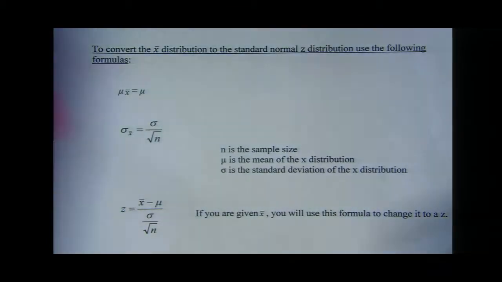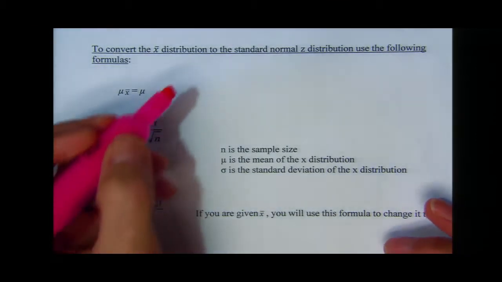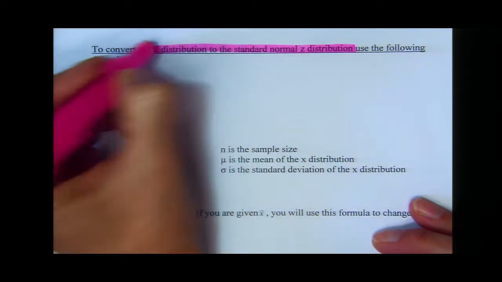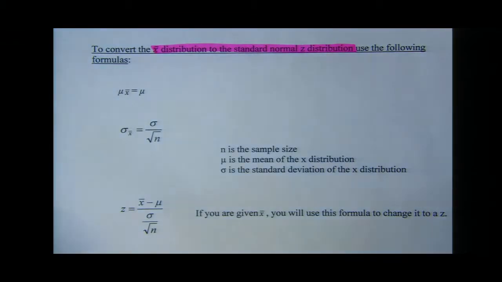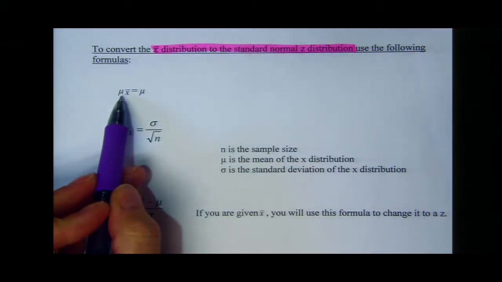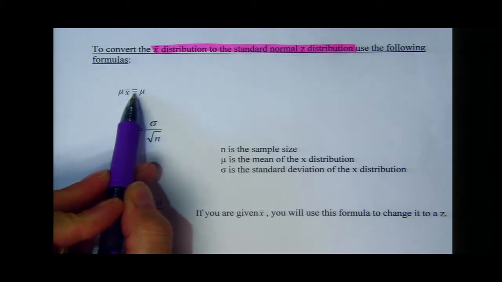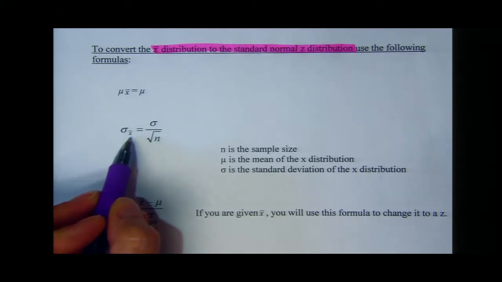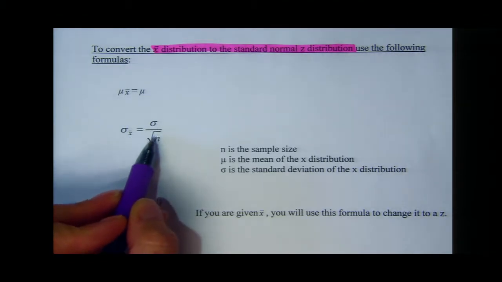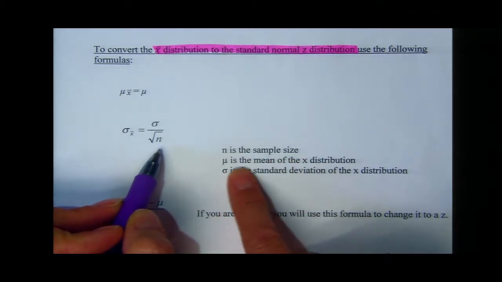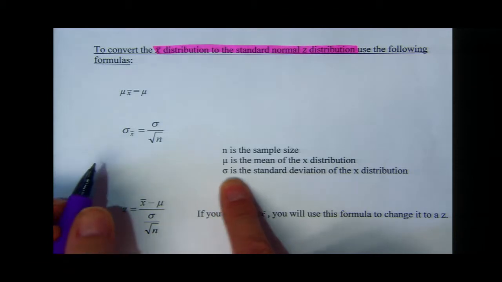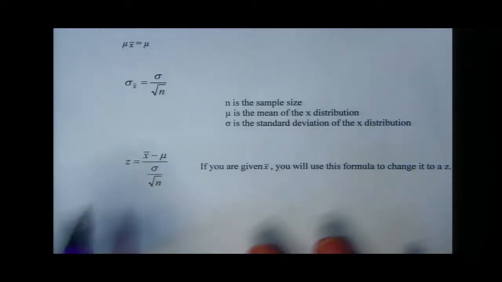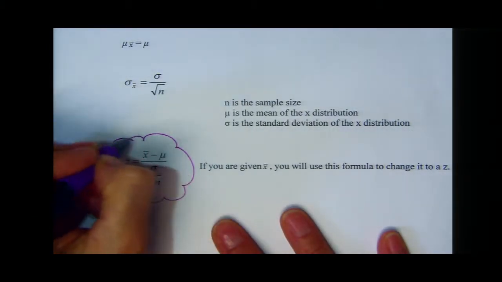This talks about how to convert the X bar distribution to the standard normal Z distribution. We have already talked about how the mean of the sampling distribution is equal to the mean of the population distribution, and that the standard deviation of the sampling distribution is equal to sigma over the square root of n. N is the sample size, mu is the mean of the X distribution, sigma is the standard deviation of the X distribution.